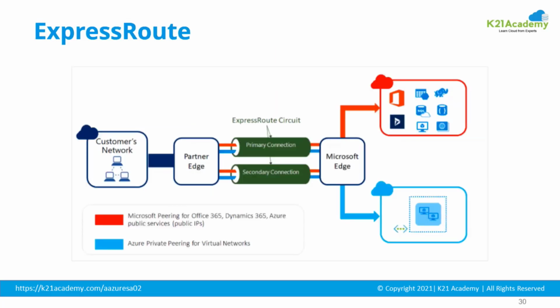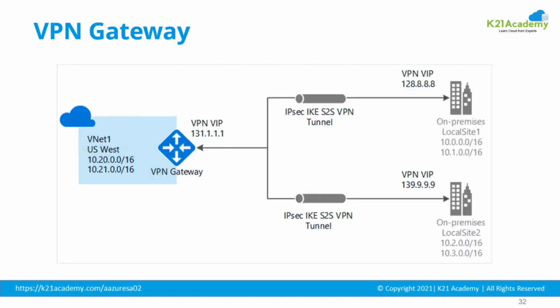We are going to look at the two methods to connect your Azure network with on-premise networks. When I say on-premise, I mean the customer data center, or the data center which the customer already has in their premises, or managed by someone else in someone else's premises, and from which you want to connect to the Azure cloud. There are two ways. One is ExpressRoute and second is VPN Gateway.